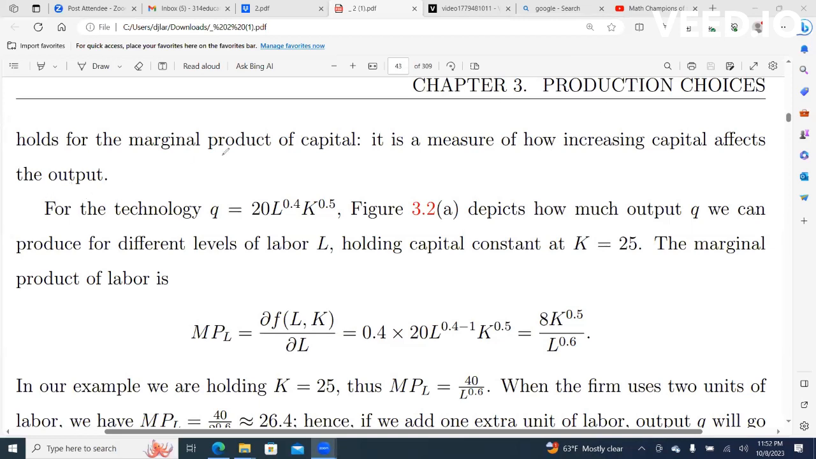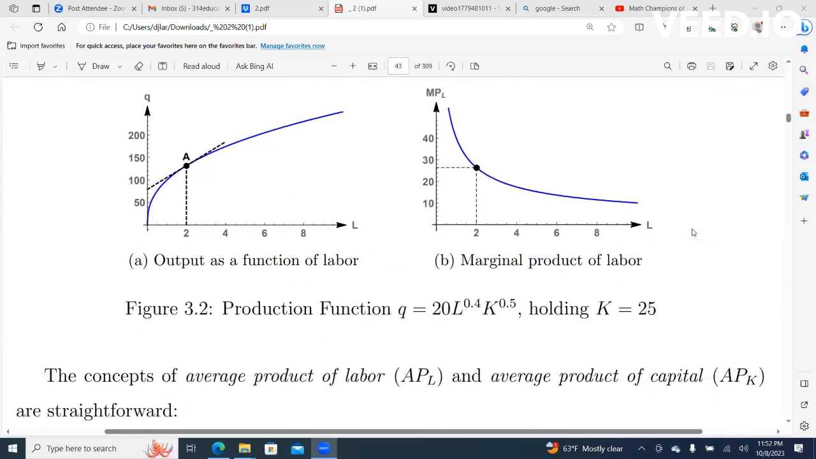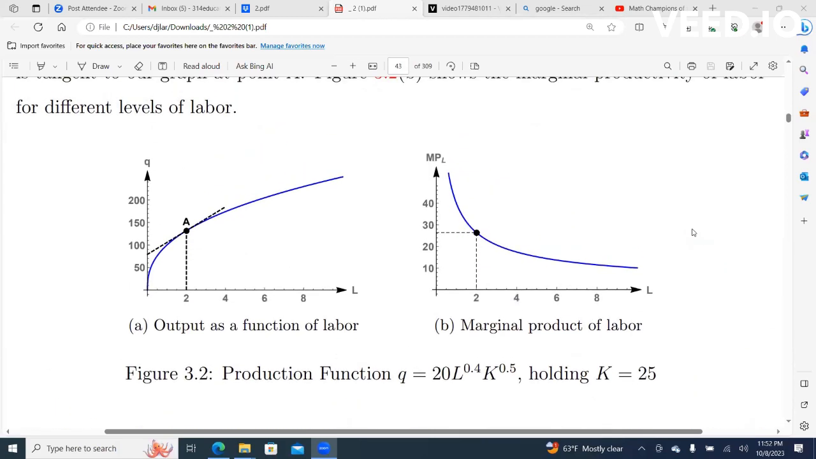And et cetera, et cetera. So a production function, of course, is the Cobb-Douglas function for the technology in figure 3.2a. So now we kind of get back into this stuff here. Good, so they have this here.